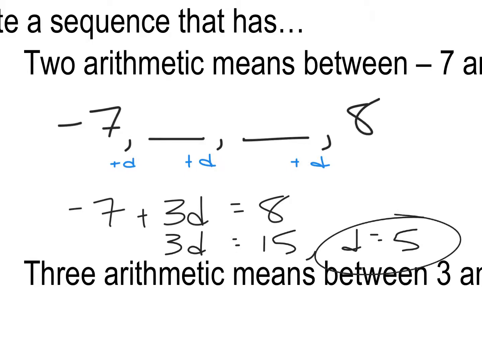Okay, cool. So if I'm adding 5 each time, that means this spot is -2 and this spot is 3. A way to check to make sure your answer is right is you should be able to figure out the pattern here. We're adding 5, adding 5, adding 5, and it works out perfectly.